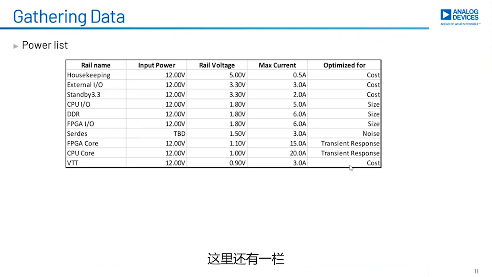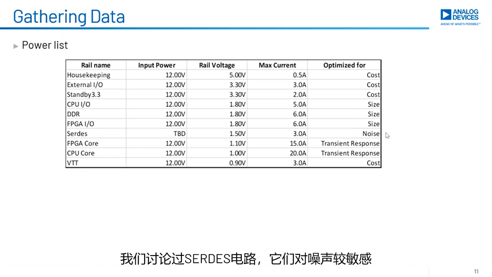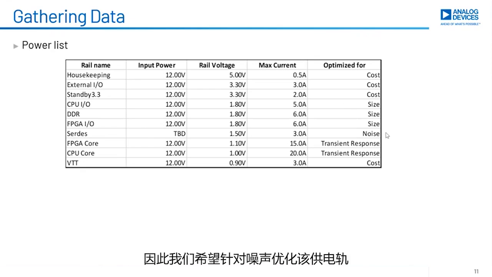And then I have a column here that I like to put in indicating what priority we have used to optimize the design of each power rail. So some of them might be optimized for cost. Other ones, size. Maybe they're in an area of the board where there isn't a lot of space, so we want the most compact solution we can find. Noise might be a factor. In this case, the SerDes rail, we've talked about SerDes circuits, and those are noise sensitive, so we want to optimize that rail for noise.